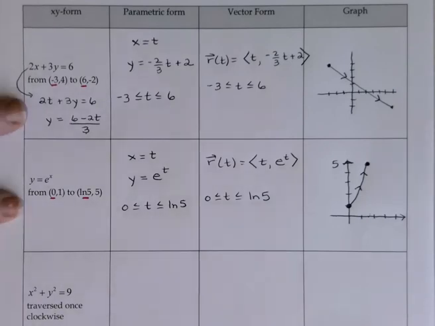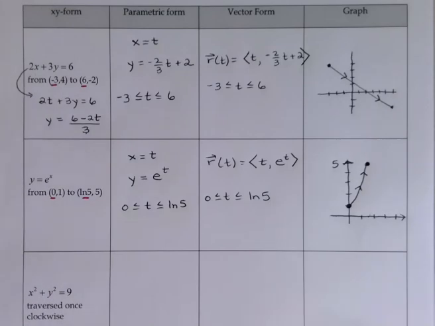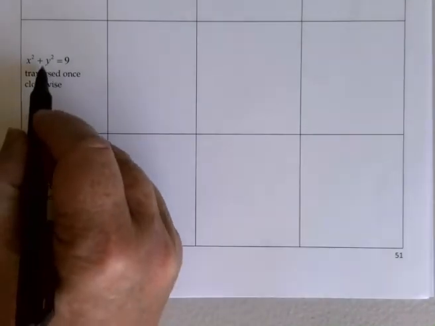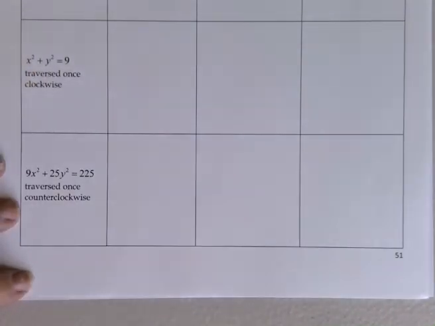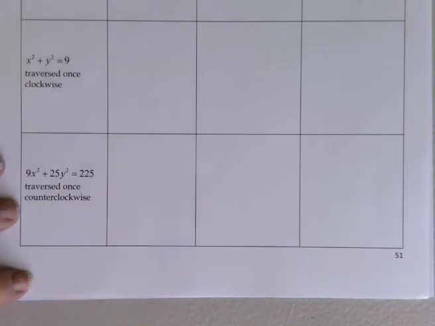All right, so a lot of times just letting x equal t is going to be the easiest way to parameterize your curves. The exception to this is circles and ellipses. With circles and ellipses, you can avoid a lot of unpleasantness with radicals and plus or minus signs if you parameterize using sines and cosines instead. So our last two examples are going to look at that. Here we have a circle, x squared plus y squared equals 9. We're going to go around once clockwise.